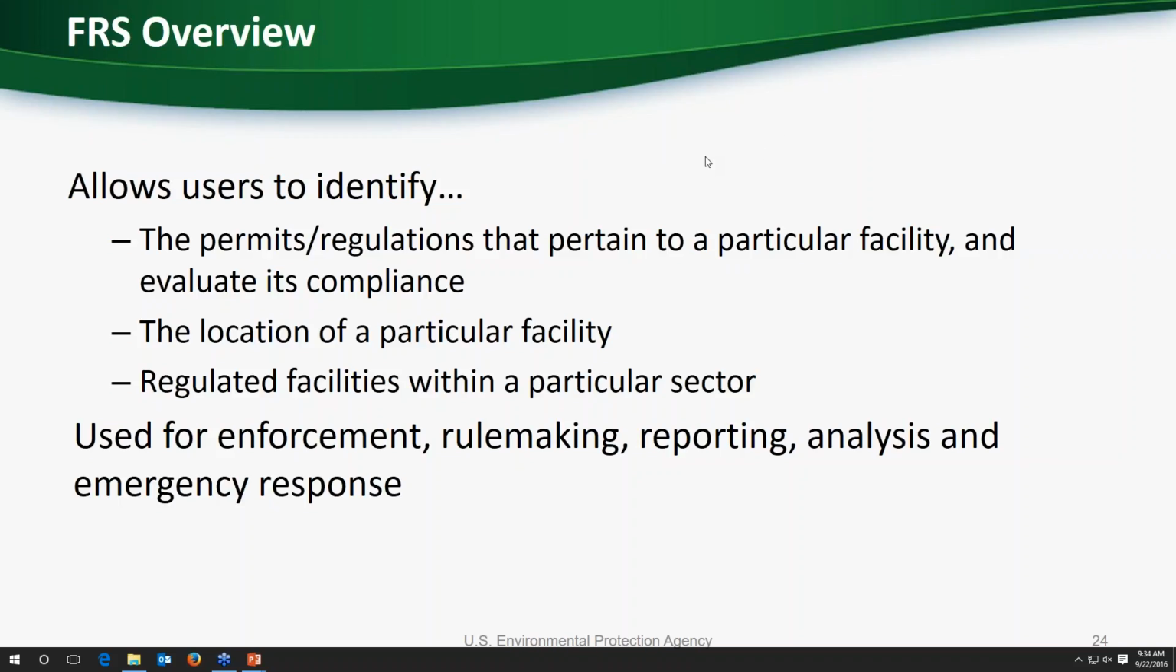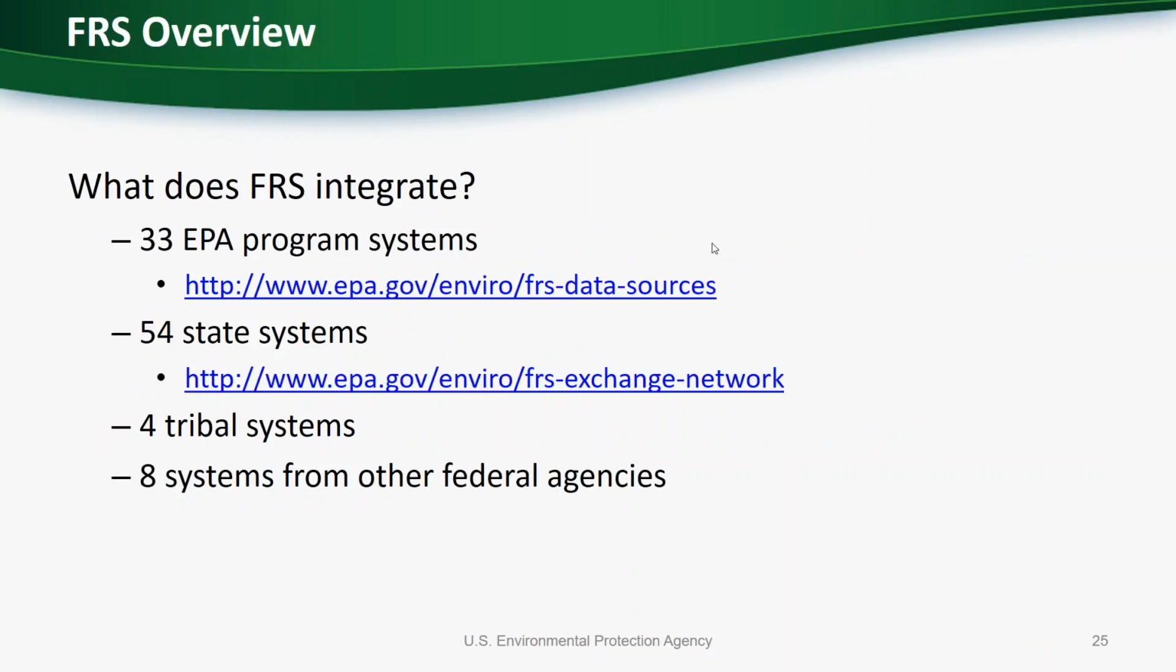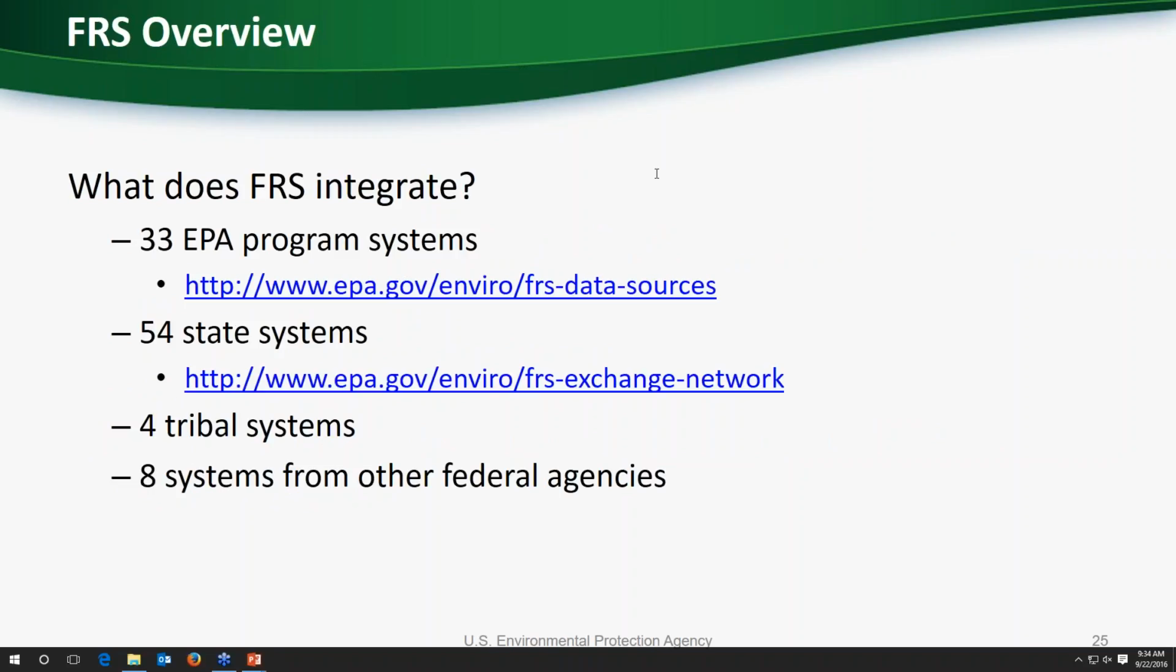On the next slide, we have some general figures on what FRS integrates. We integrate about 33 EPA program systems. We have 54 state systems in FRS, and we have a link there to our presence on the Exchange Network. There's a product that was developed about a decade and a half ago called the FAC ID flow, and it was actually the product of a similar effort about 15 years ago. We also integrate data from 4 tribal systems and 8 systems from other federal agencies.